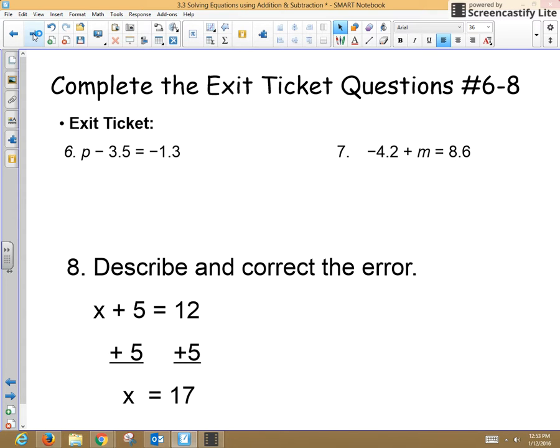And then I would like you to complete the exit ticket questions, number 6 through 8. You have 2 equations to solve, and then I want you to describe and correct the error for number 8.